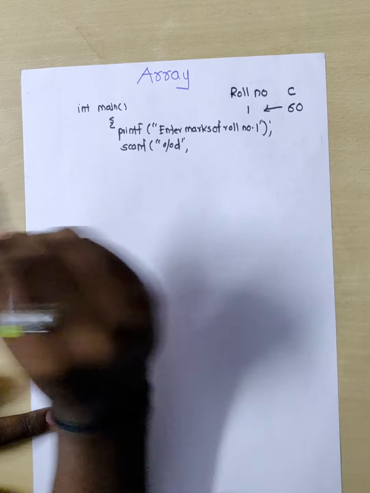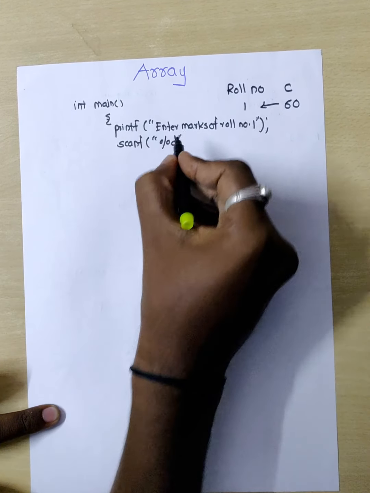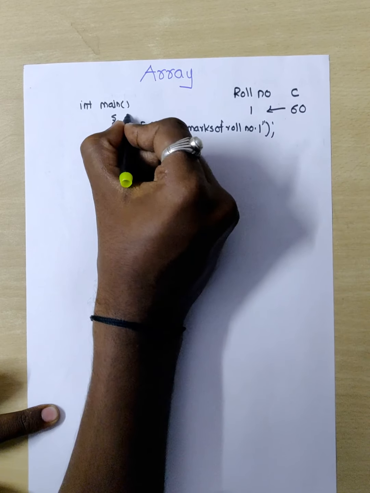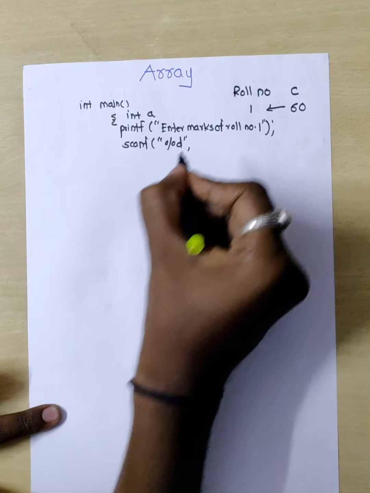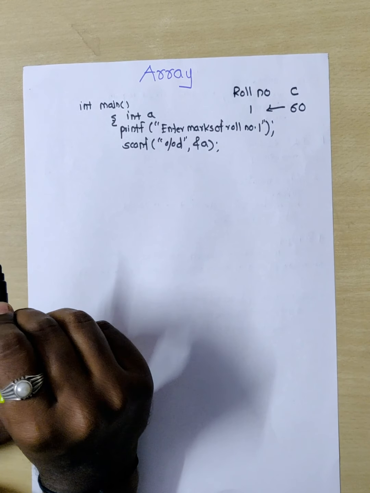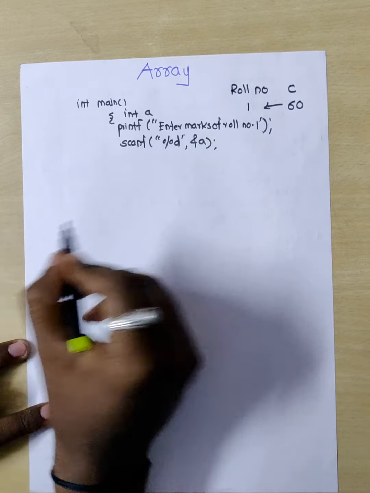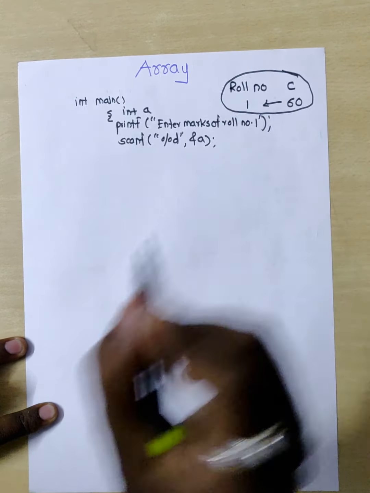Now the thing here is that for storing the marks I will have to use a variable. Suppose I use variable a, so I will have to declare that variable at the upper side. So I'm going to use variable a, and the marks of roll number 1 will be stored inside variable a. Now this was regarding roll number 1 only.